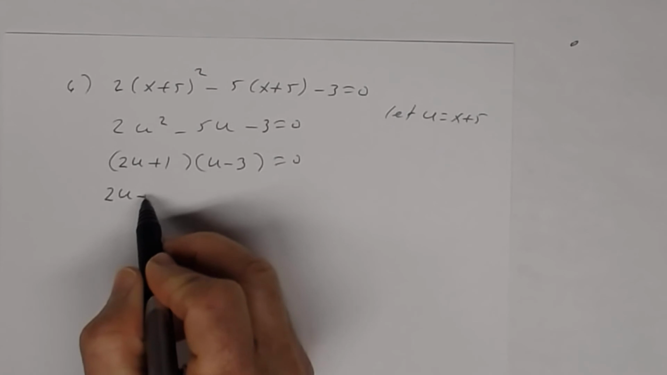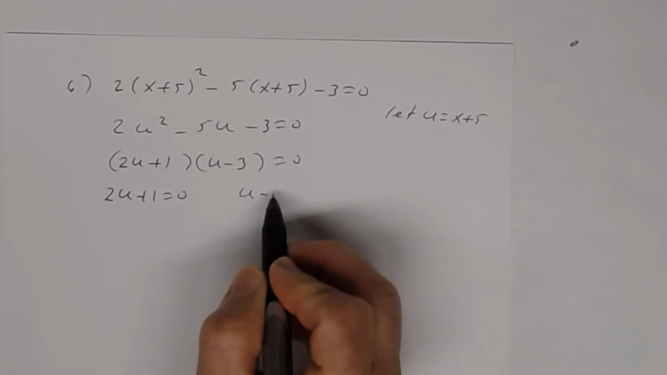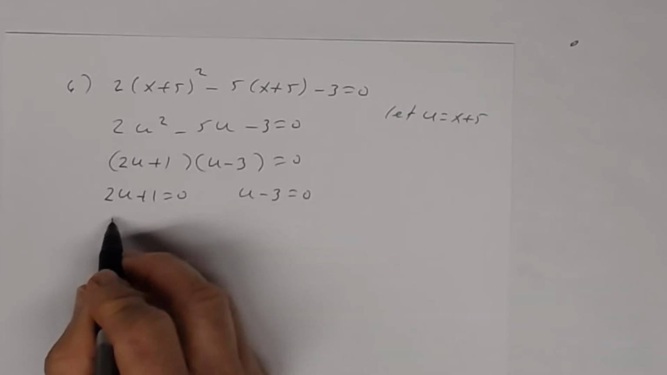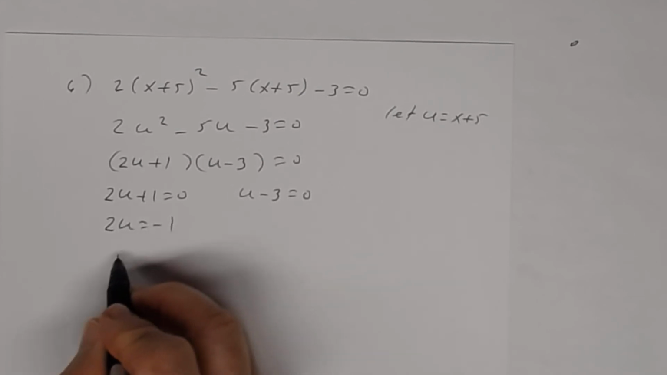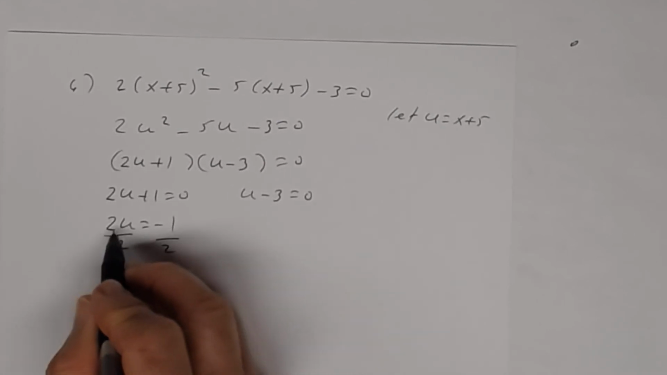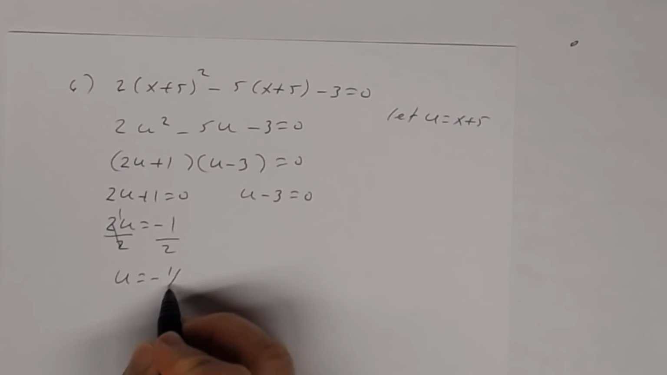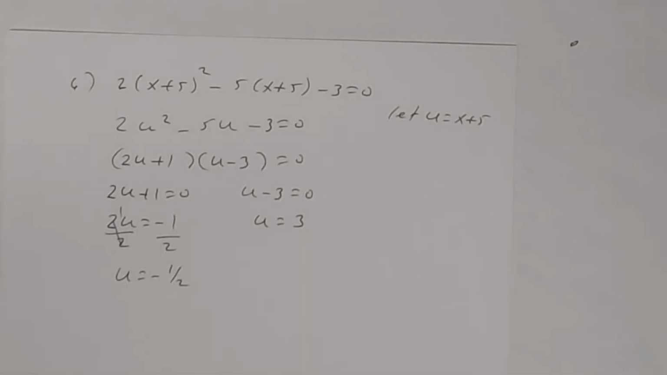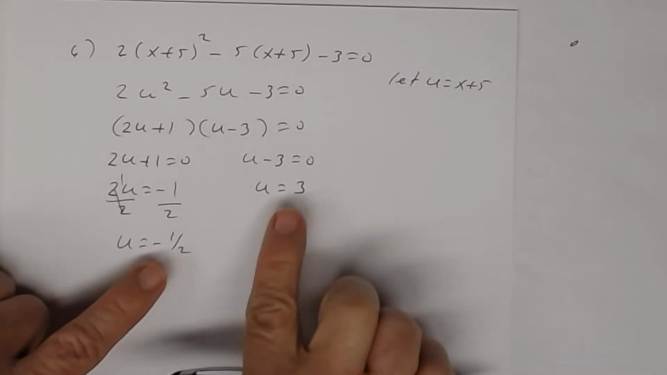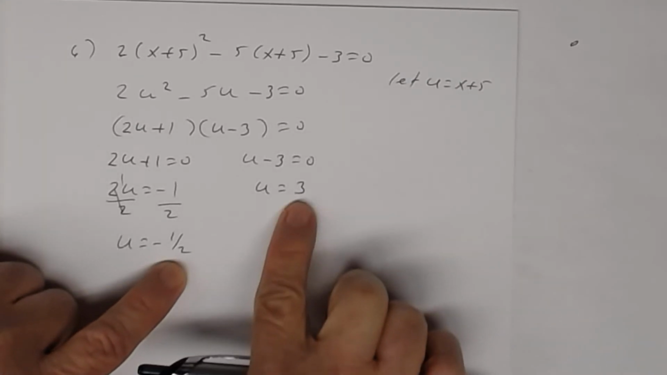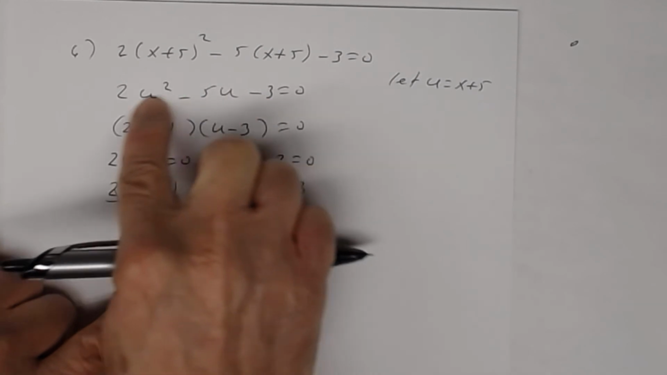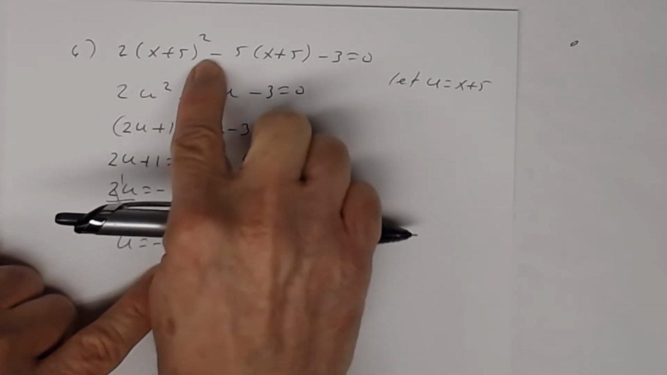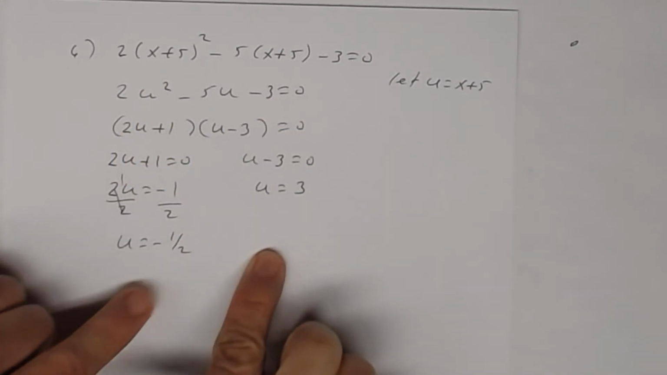Then I'm going to set each factor equal to 0, right? And so I get 2u equals negative 1. Divide both sides by 2. I get u to be negative 1/2. Over here, I get u to be 3. Okay? Now, remember, though, that negative 1/2 and 3 are solutions to this quadratic equation with the variable u. I've got to solve for x, so I've got to resubstitute now.